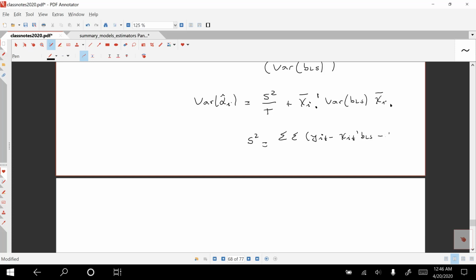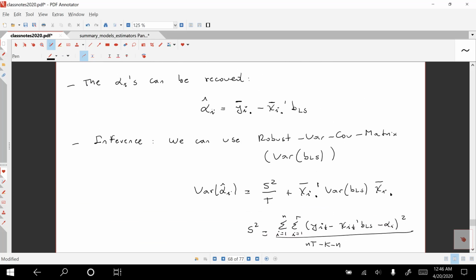BLS minus alpha I square, divided by NT minus K minus N. So one way to think about this is that it's an estimate of the variance of the errors. These are the sum of the squared errors for all of the individuals across all time periods. It looks complicated, but basically that's what it is.